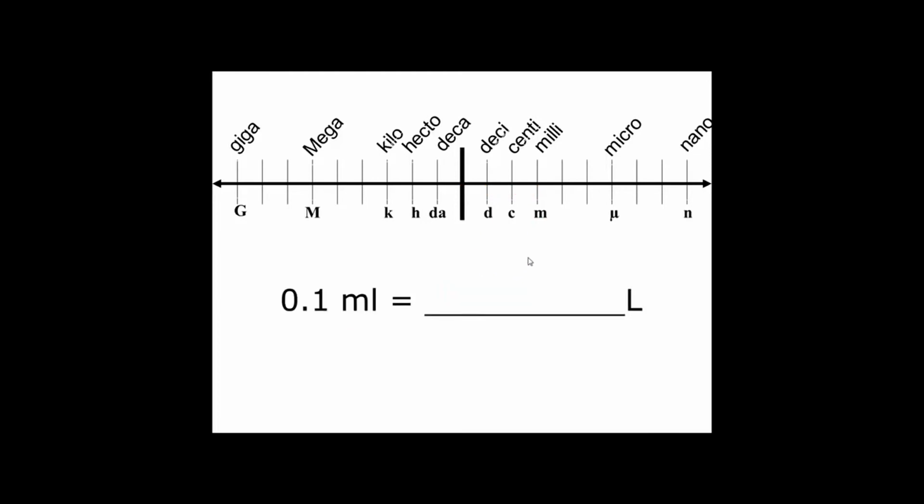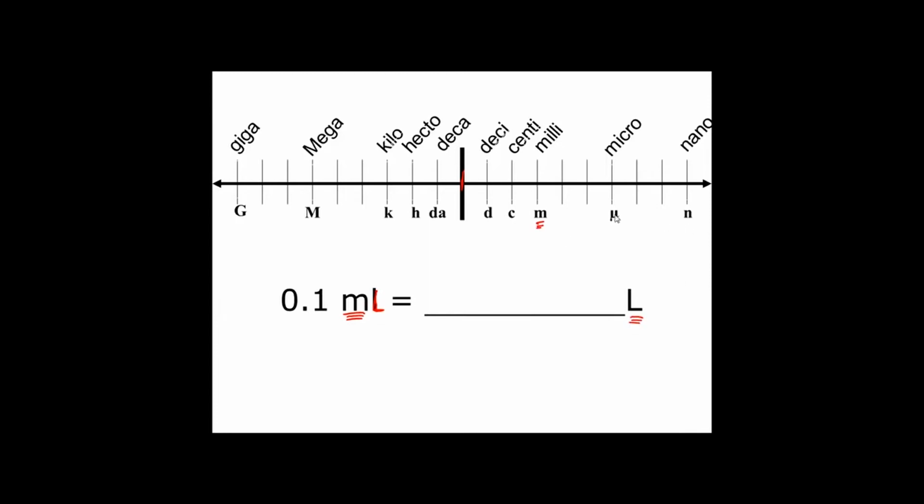In this case, we're starting off with a prefix that doesn't really start right here. Okay, so the metric prefix I'm starting off with is milli, and this is milliliters. All right, so this is supposed to be milliliters. And I want to find out how many liters 0.1 milliliters is. So in this case, because I have a metric prefix, I'm starting my number line off right there. And I am going to the unit of measurement, liters.